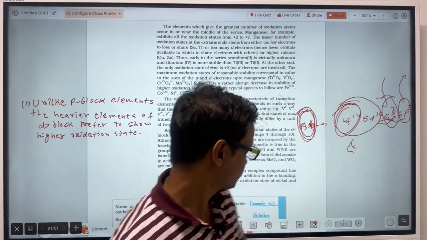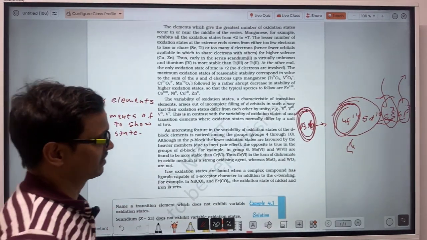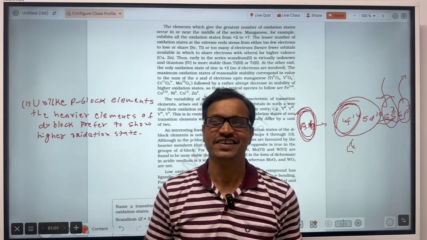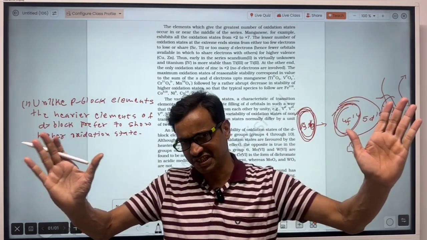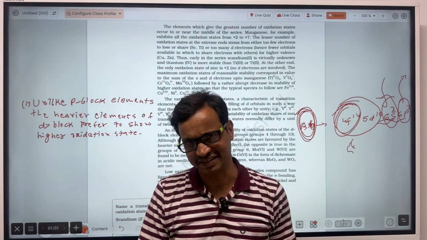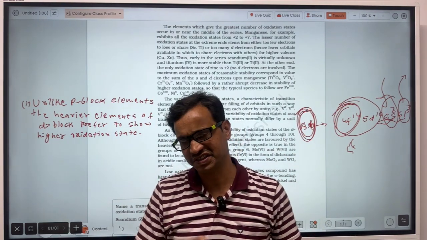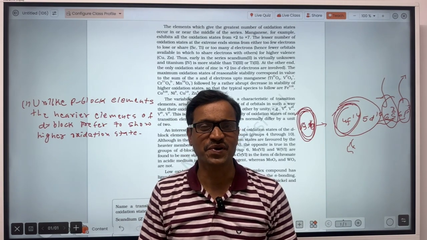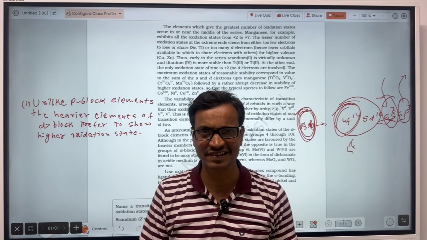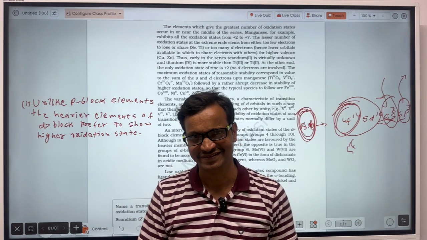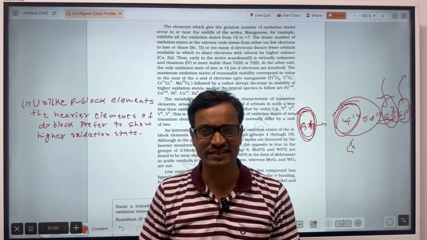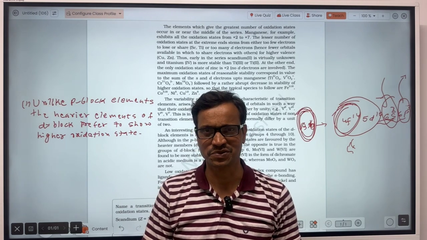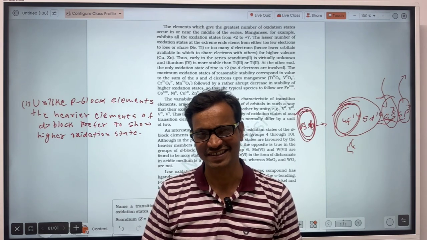Let's see, in the case of d block elements, why do heavier elements show higher oxidation state? The reason is, the greater the oxidation state, the more the covalent character. As we know, the greater the oxidation state, the more the covalent character. So to form a covalent bond, there is less requirement of energy compared to that of an ionic bond. So at less energy, these elements will prefer to show covalent bonding, and during that bond formation, they will prefer to show higher oxidation state.